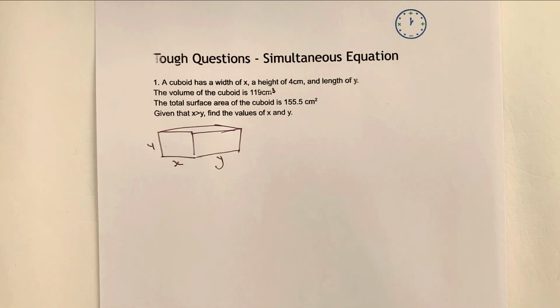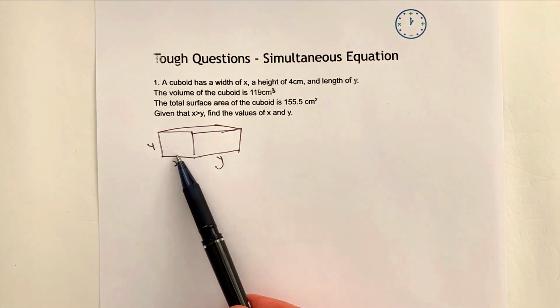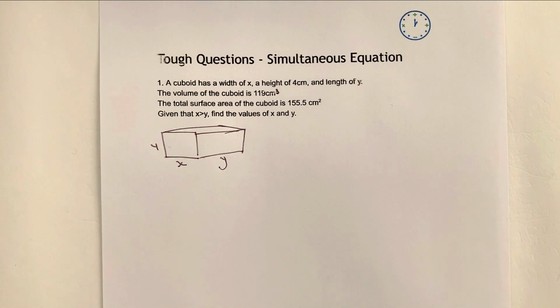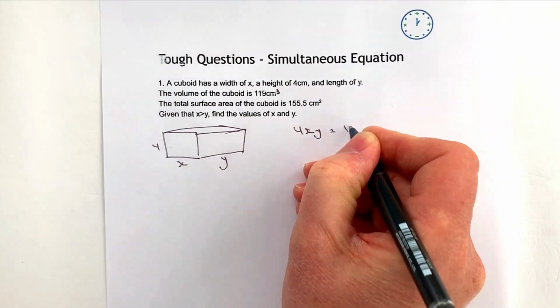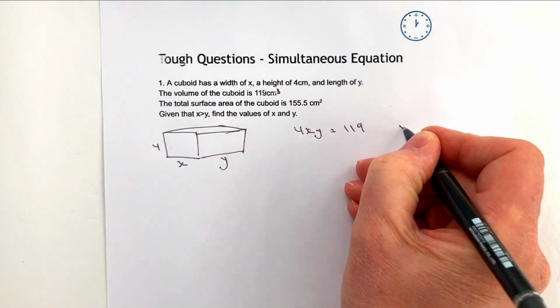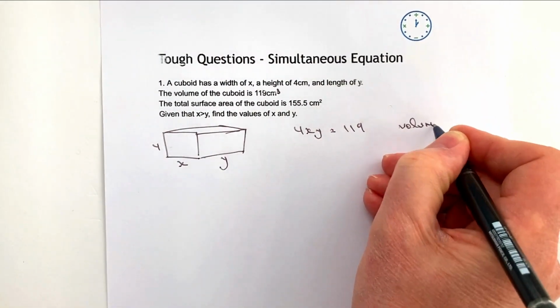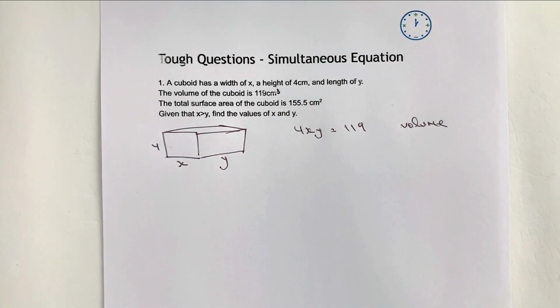So what we mean by that is if we multiply this area by the depth, in other words 4xy, we're going to get the volume. So 4xy equals 119, which is the volume of the cuboid. Okay, and then we're also told the surface area. Well, let's have a look at how we make that surface area up.